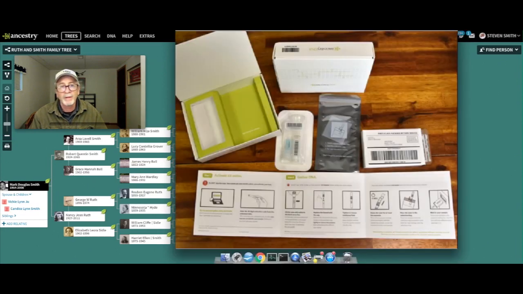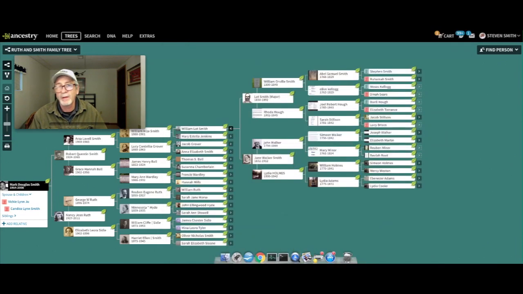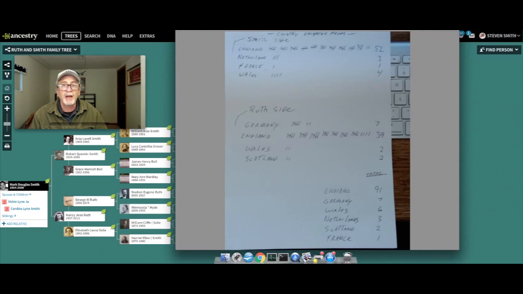And let me close this out, or pull this up. And here's the scratch pad that counts the immigrant ancestors in my tree. Now, this is just a partial list because I haven't taken a lot of lines back to the point of immigration yet. But as you can see from what I have here so far, it's heavily weighted to immigrants that have come from England. And this is the Smith side of the family here, and you see 52 immigrants had come from England, three from Netherlands, one from France, four from Wales.